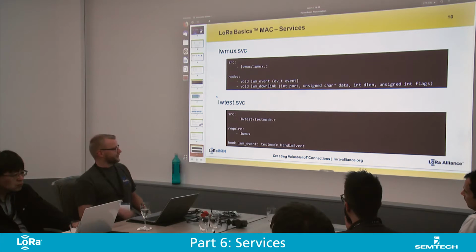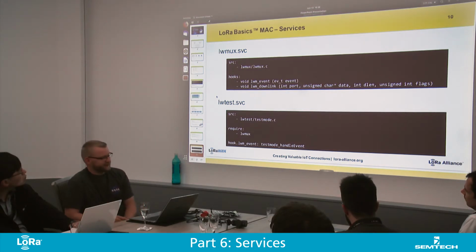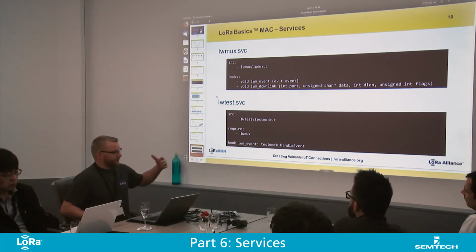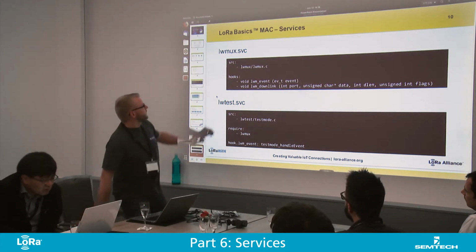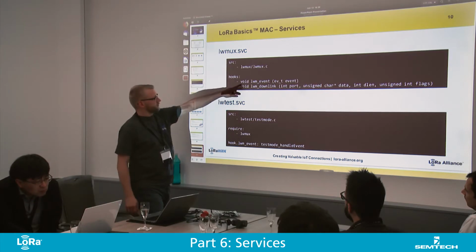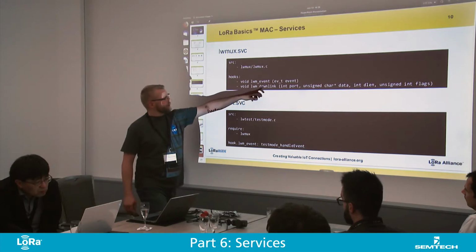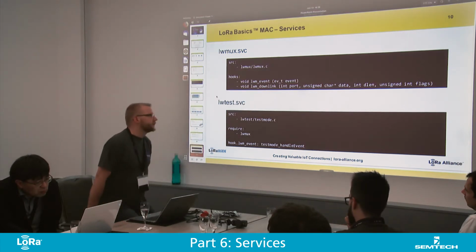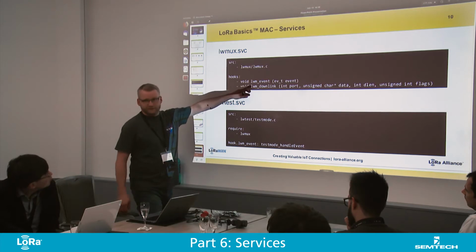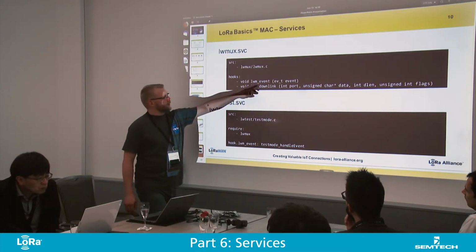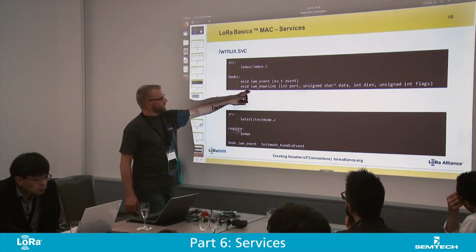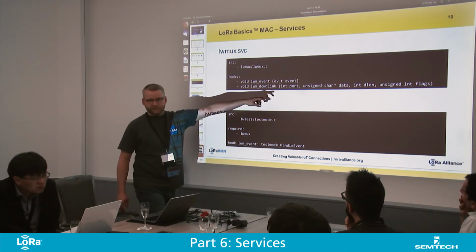And the other service that we have is the LWMux, which is the LoRaWAN muxer, which I will describe on the next slide. But I just wanted to introduce the syntax here. So the LWMux service provides 2 hooks. One of them is event, and the other one is downlink. And you basically specify what their name is and what the signature looks like. So every time when there's an event, the hook is called with these parameters. And every time there's a downlink, the hook is called with these parameters.